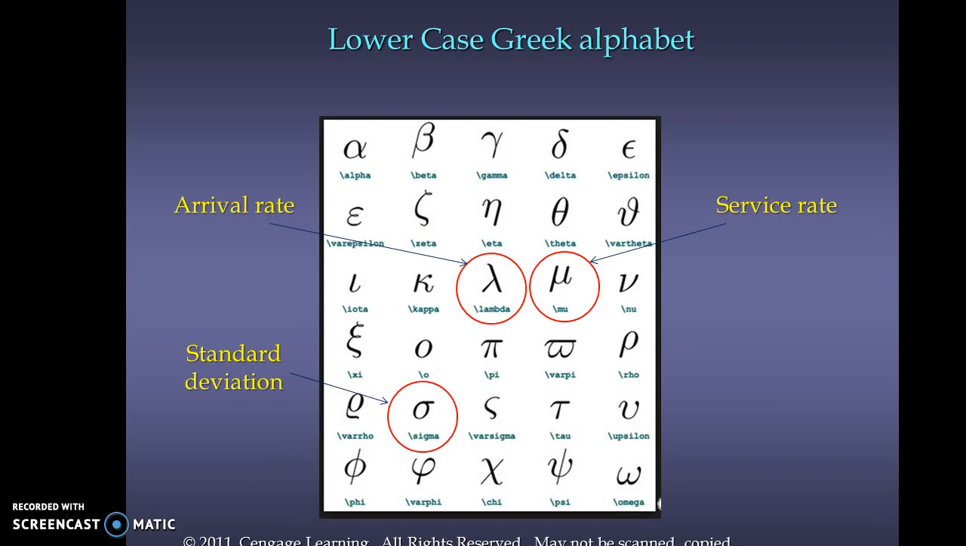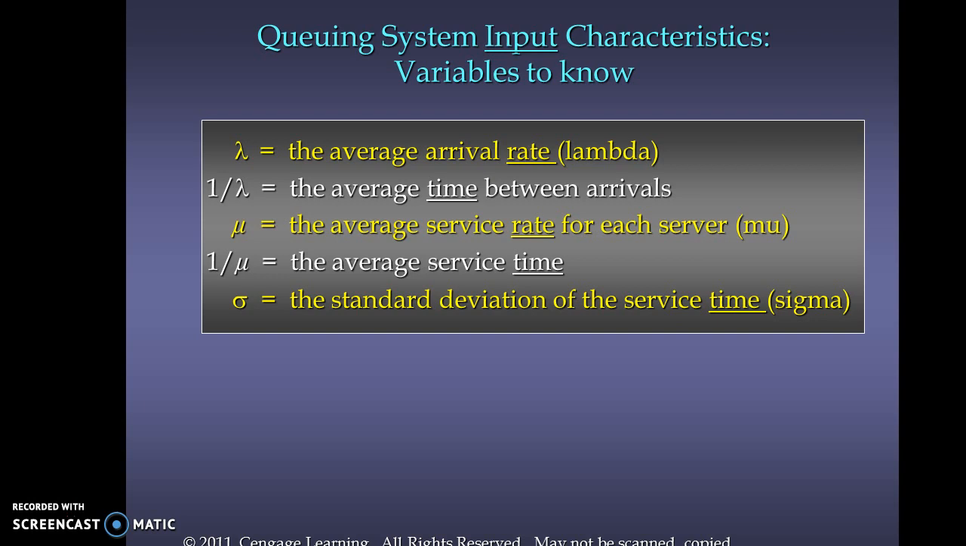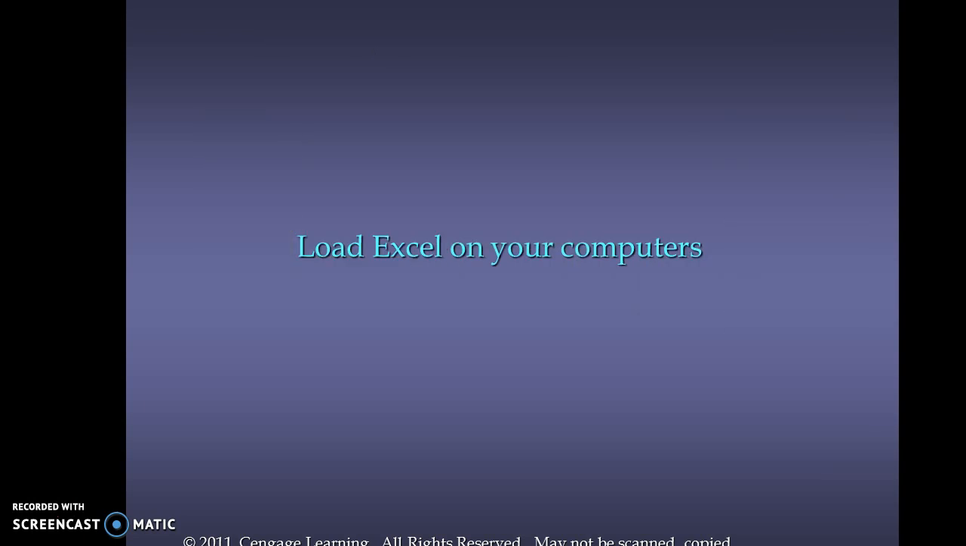Arrival rates and service rates are very important for us to understand. Here's something definitionally we want to make sure we know. Lambda is the average arrival rate. Lambda is associated with arrivals. We can also flip that around and say 1 divided by lambda is the average time between arrivals. Mu is the average service rate for each server. We could flip that around and develop an average service time. And sigma is the standard deviation associated with that service time. Please take note of these for definitional purposes.